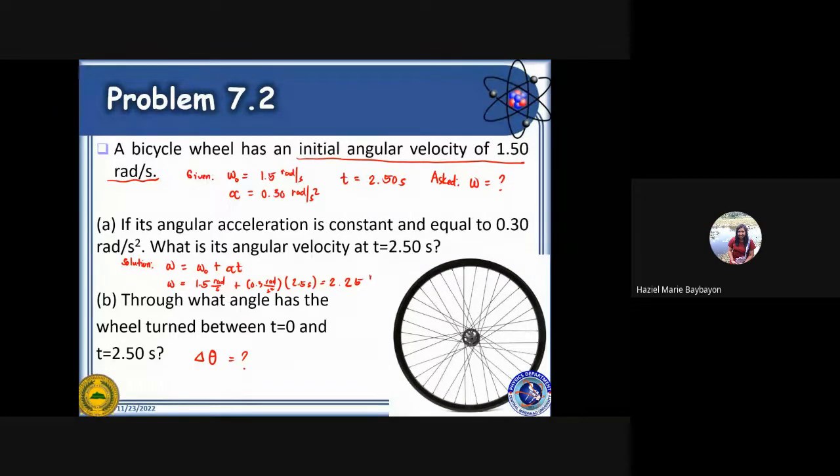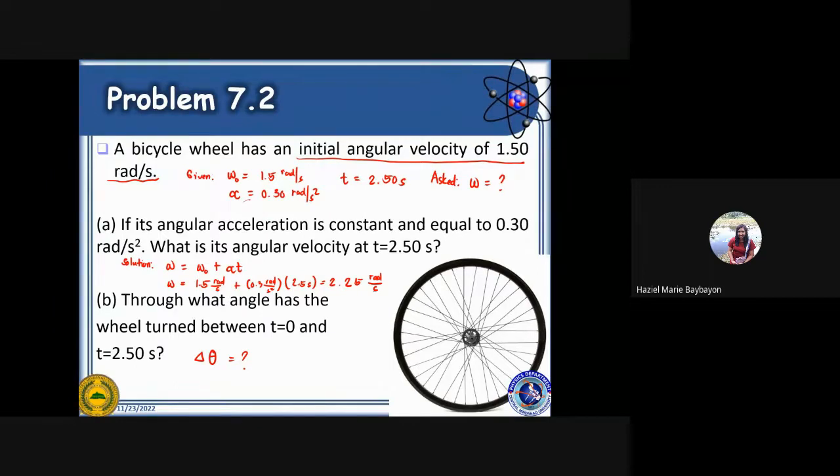2.25 radians per second. So, did its velocity increase or decrease? Its velocity increased. From 1.5 radians per second, it became 2.25 radians per second. It is expected to increase because our acceleration is positive. So as you can see, the average acceleration is positive, so it is expected that the wheel has an increasing angular velocity.